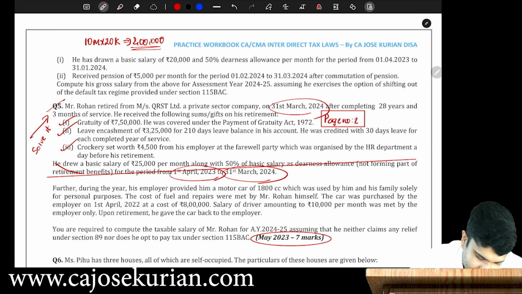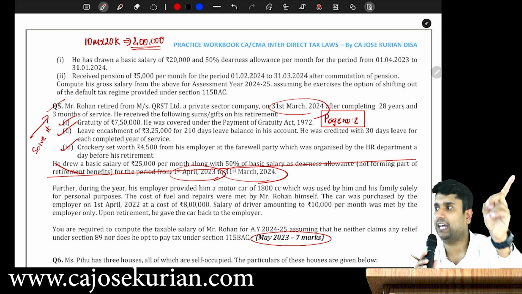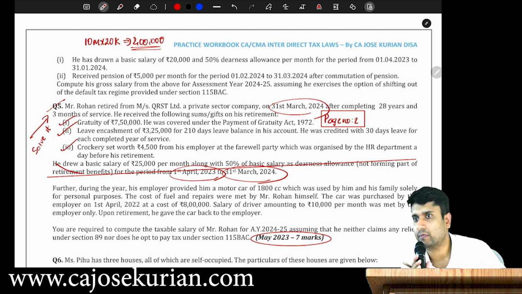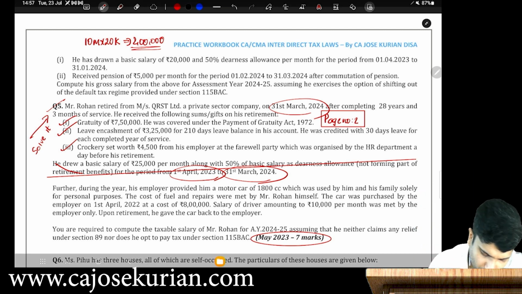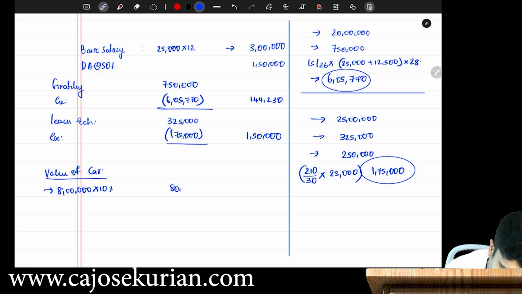The car was purchased by the employer at a cost of 8 lakh and salary of driver amounting to 10,000 per month was paid by the employer only. So, ownership is there, driver salary also will come. Are you with me? So let's value the perquisite. Value of car, first of all, ownership. 8 lakh into 10% for the whole year. How much is that? 80,000.